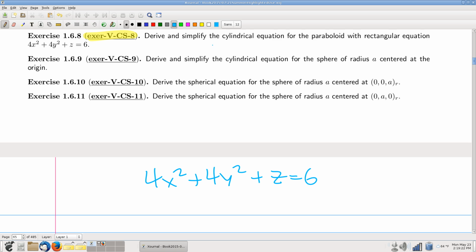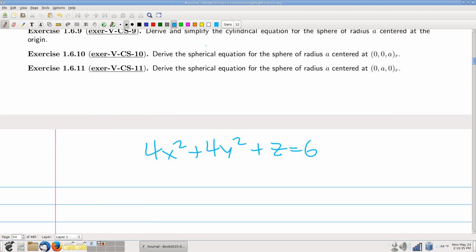So I want the cylindrical equation, and keep in mind the cylindrical equation is what you get when you plug in x equals r cosine theta, y equals r sine theta, and z equals z. If I were to do this by brute force, I would take this x and rewrite it as r cosine theta, and take this y and rewrite it as r sine theta, and off you go. That'd be the direct way to do it.